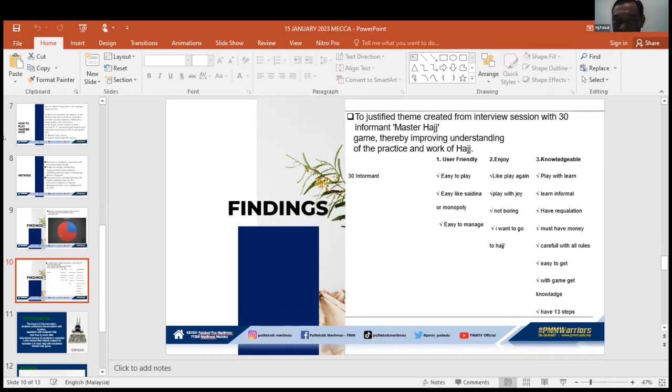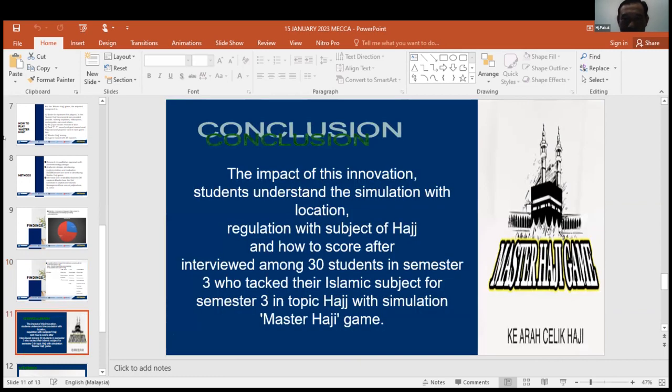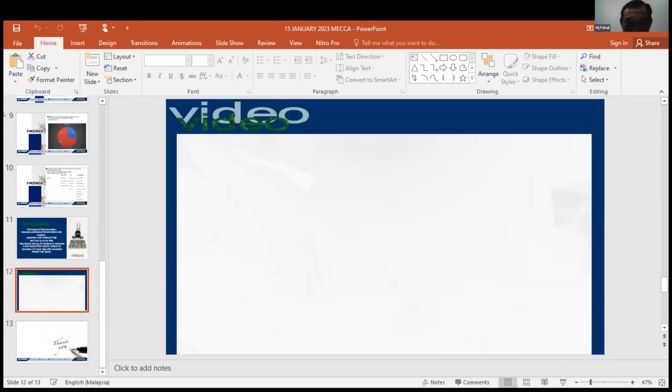That is the motivation. Third, the knowledgeable, play with learn informal, have regulation, must have money, careful with all rules, easy to get knowledge with game, and have 30 steps. The conclusion, the impact of this innovation, students understand the simulation with location, regulation with subject of Hajj, and how to score after interview among 30 students in semester 3 who take their Islamic subject in the topic Hajj with the Master Hajj game simulation.